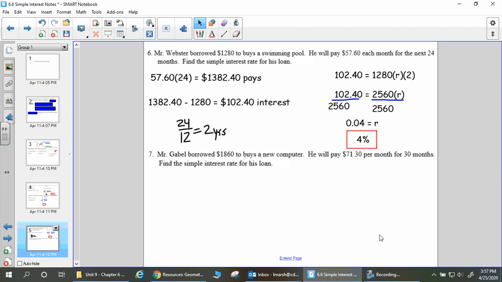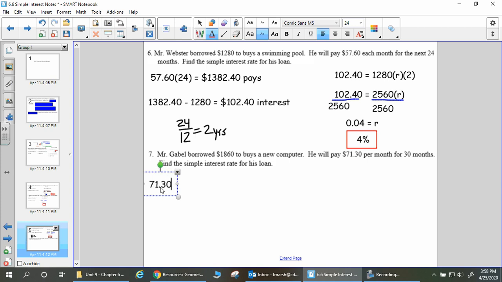Number 7 is going to work the same way. Pause if you want to do it first. Mr. Gable borrowed $1,860 to buy a new computer. He will pay $73.30 per month for 30 months. Find the simple interest rate. So $73.30 a month for 30 months.